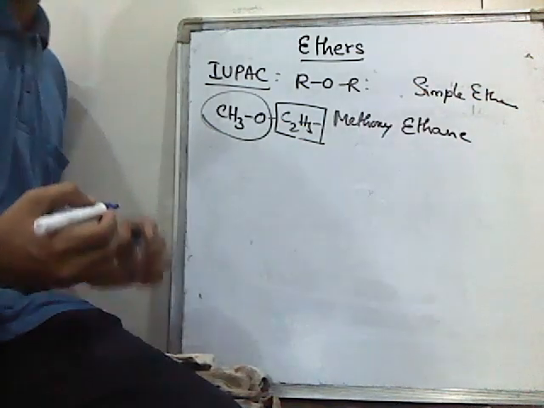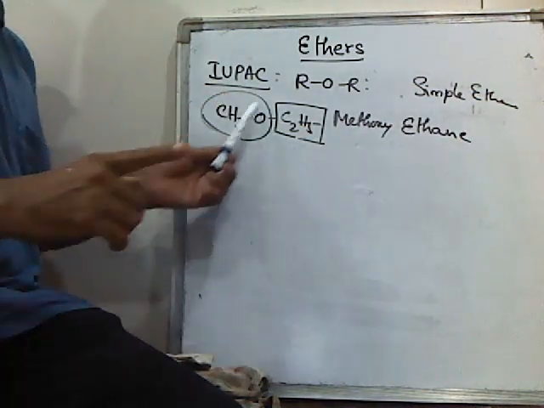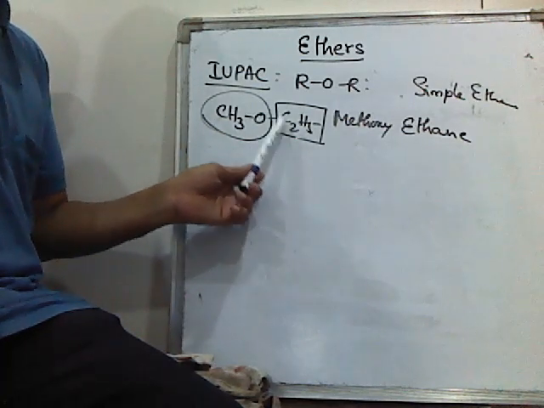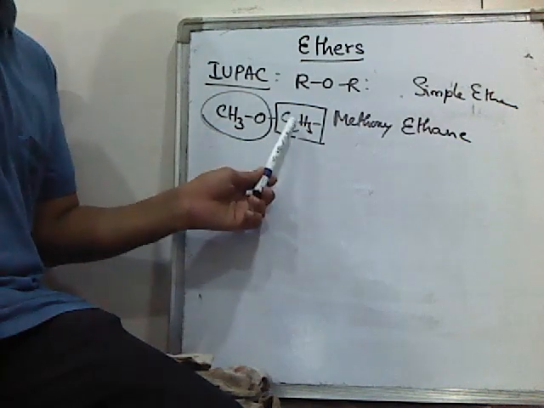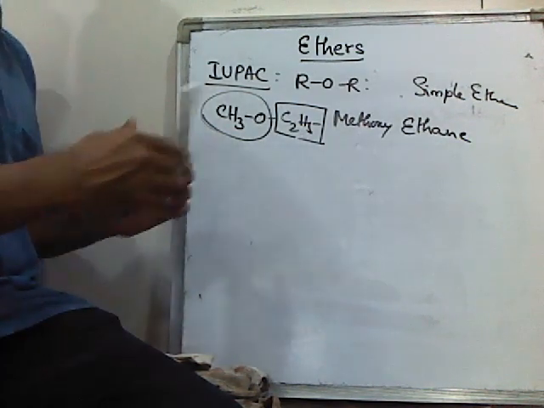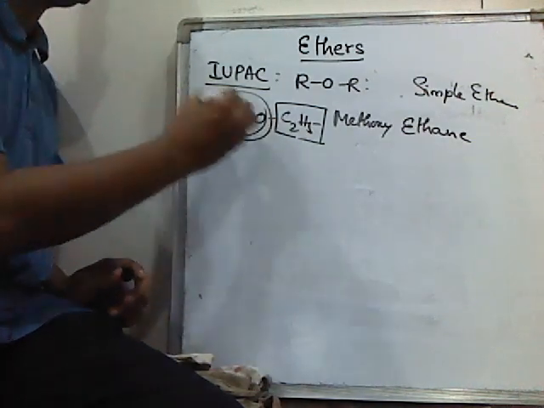This group is methoxy. That's why, in IUPAC nomenclature, when naming a mixed ether, the alkyl group with more carbons should be written as the parent chain, the longest carbon chain. The alkyl group with fewer carbons should be written as the substituent.